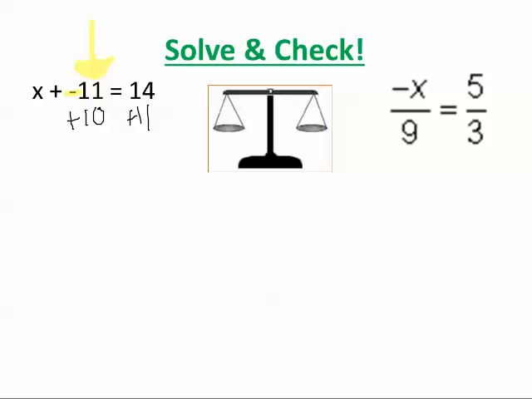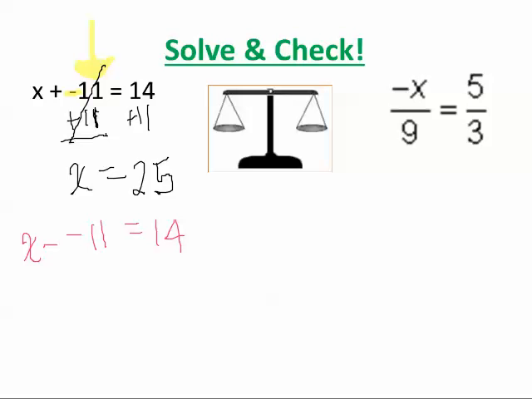I don't know where that 0 came from. Let me fix it. Try again. I'm going to add 11 to both sides because positive 11, negative 11 goes to 0, and that's what I'm trying to get to happen. I'm trying to get the x all by itself. That tells me that 14 and 11 is 25, and I might need to check that answer, so let's do that. How do I check it? I go back to my original equation, and that was x plus negative 11 equals 14.